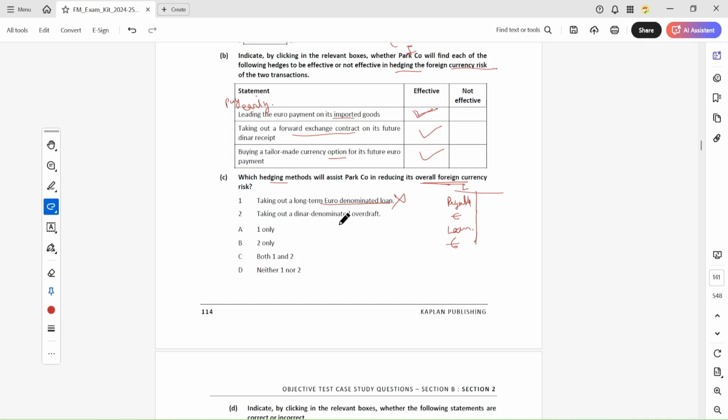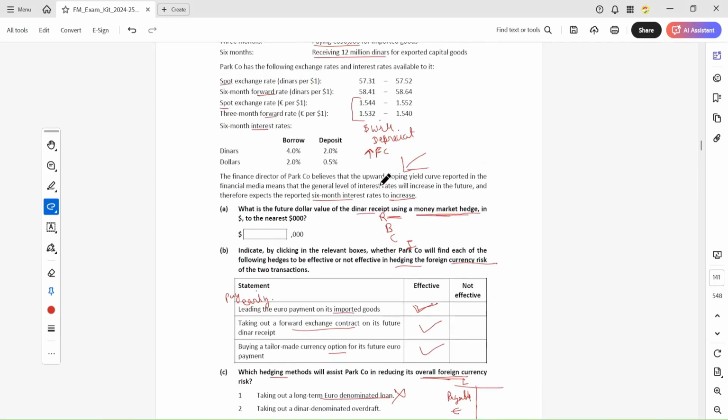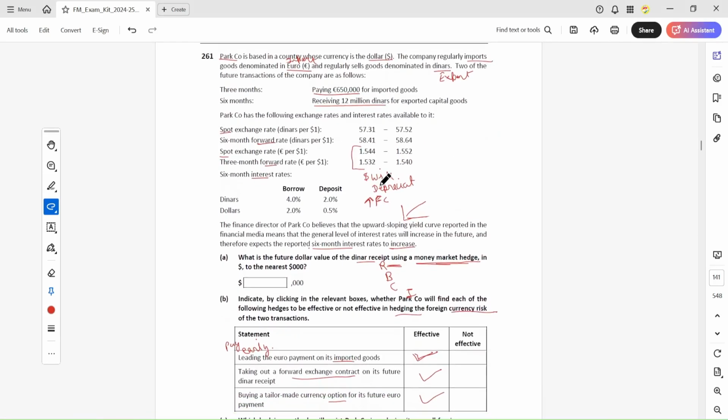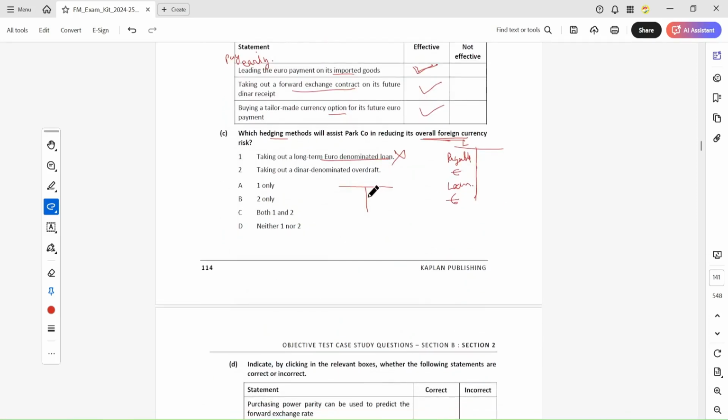Taking out a dinar-denominated overdraft. Let's understand this. In dinar we have a receivable, which is an asset. So if we take an overdraft in dinar, we are creating a liability in dinar, which hedges the risk. So the second is right.